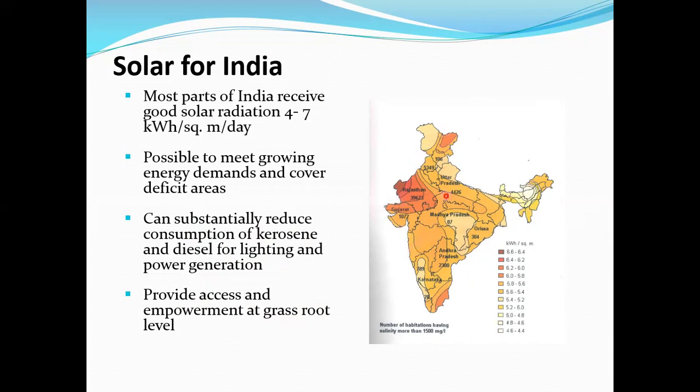Here we can see the state-wise solar radiation we get. The dark red part, Rajasthan, gets the highest, that is 6.6 to 6.4. Then 4.6 to 4.4 is received in the northern region, where the cold regions are located.